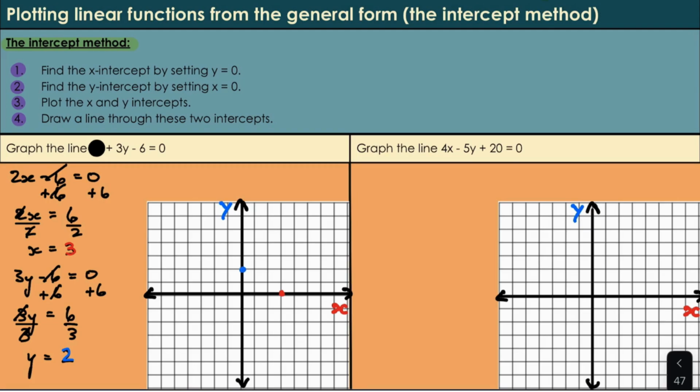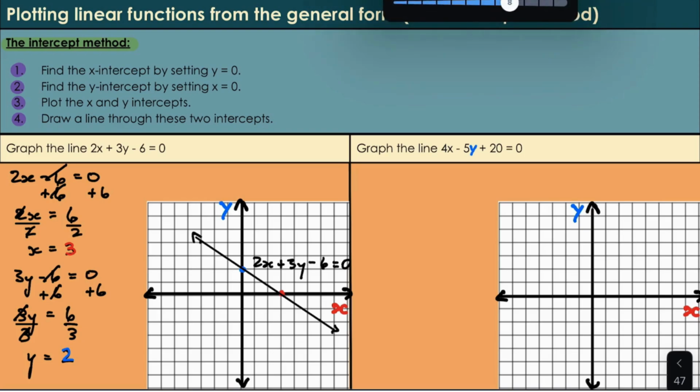So I've completed step 3. I've plotted the x and y intercepts. Now draw a line through these 2 intercepts. Next example, step 1. We find the x-intercept by setting y equals to 0. This y in blue, if I make that 0, I will have negative 5 multiplied by 0, which is 0. That means the y term disappears.